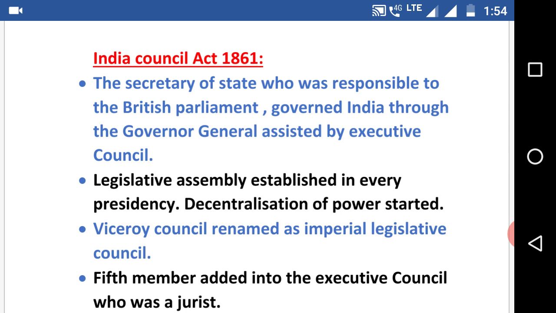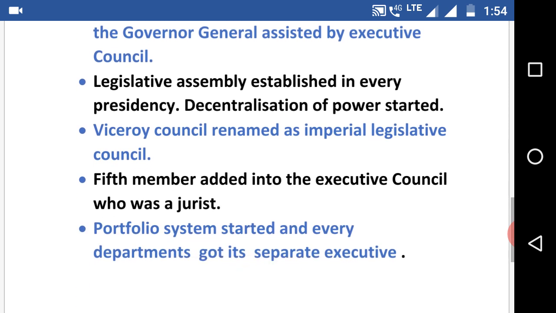A fifth member, who was a jurist, was added to the Executive Council. The portfolio system started, and every department got its separate executive.